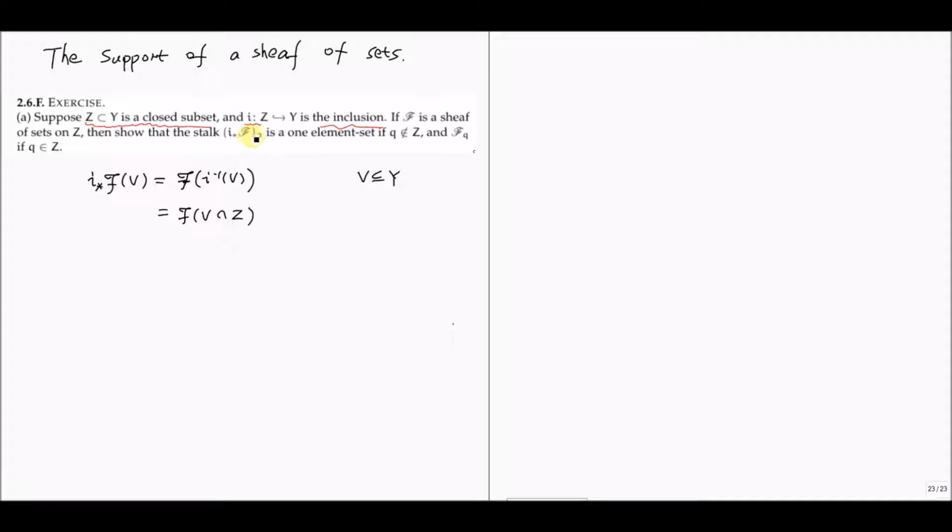Now what is the stalk of this push-forward sheaf at q? The stalk at q is a colimit over all open neighborhoods of q, which is from here the colimit of F of V intersection Z, where V ranges over all the open neighborhoods of q.